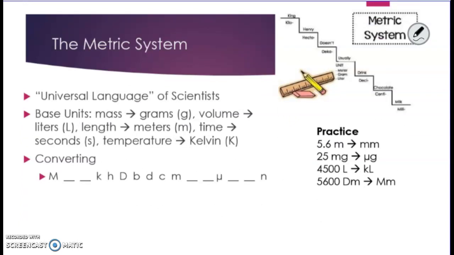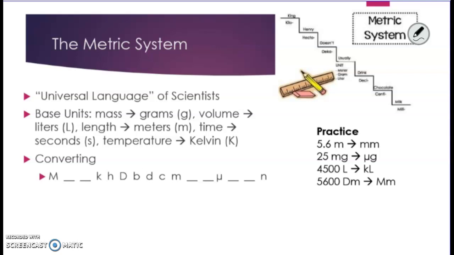We're going to discuss the metric system, hopefully something you've seen before. It's the universal language of scientists. We have a variety of things called base units, which basically just mean that they don't have a prefix in front of them. For mass, that unit is grams. For volume, it's liters. For length, it's meters. Time, it's seconds. For temperature, it's something called Kelvin, which we'll discuss in more detail later. We're going to solve these using this little chart that I have here.